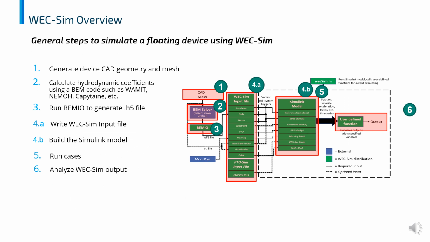The general steps to simulate a floating device using WEC-Sim include the following. 1. Generate a CAD geometry and mesh the device. 2. Calculate the hydrodynamic coefficients using a boundary element method solver such as WAMIT, NEMOH, or Capytaine. 3. Run BEMIO to generate an H5 file. 4a. Write a WEC-Sim input file. 4b. Build the Simulink model. 5. Run the case. And 6. Analyze the WEC-Sim output using a post-processing script.